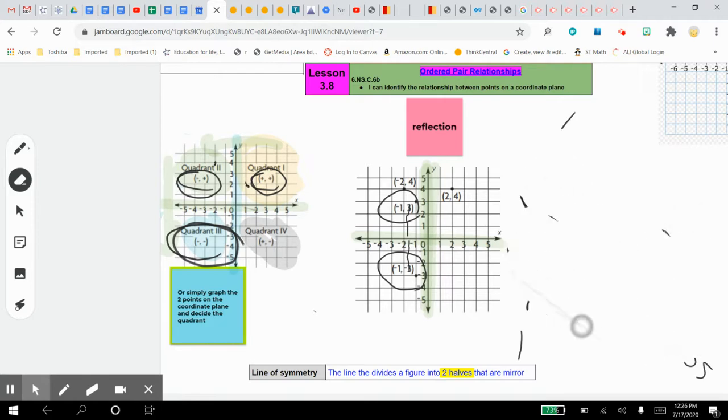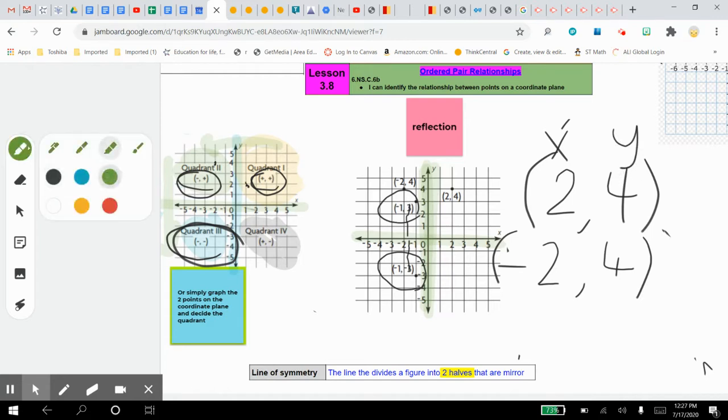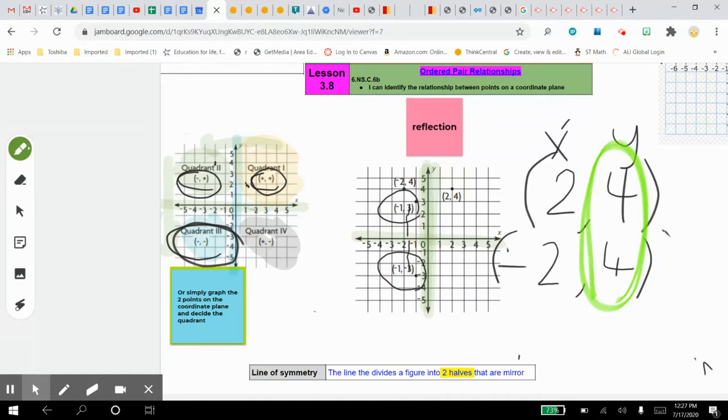All right, so now let's say I want to reflect across the other coordinate here. We've got a 2 and a 4, and across here, I have a negative 2 and a 4. Which coordinate is the same? Is it the x or is it the y? The one that's the same is the y coordinate, so I'm reflecting across the y-axis. Okay? So this is my reflection.